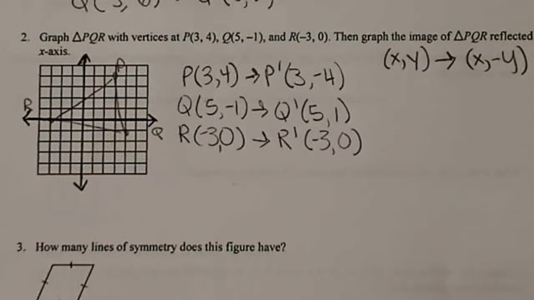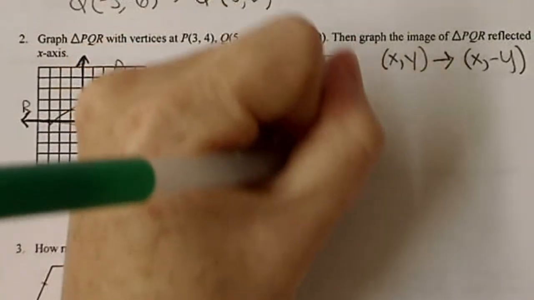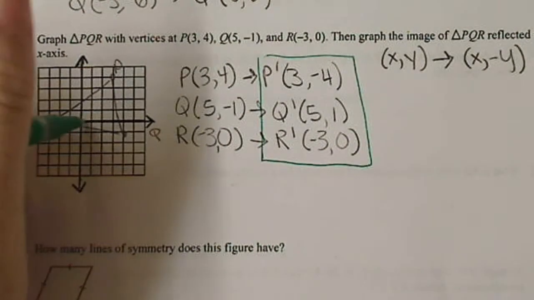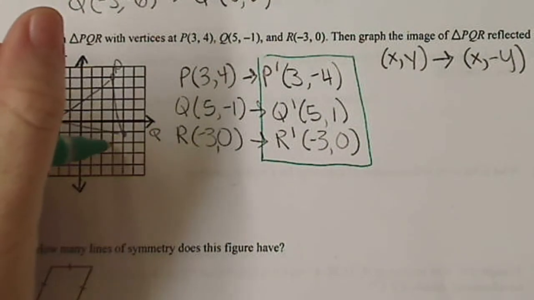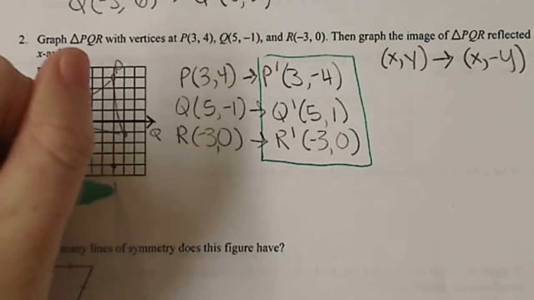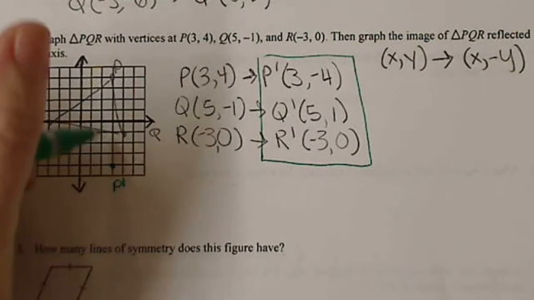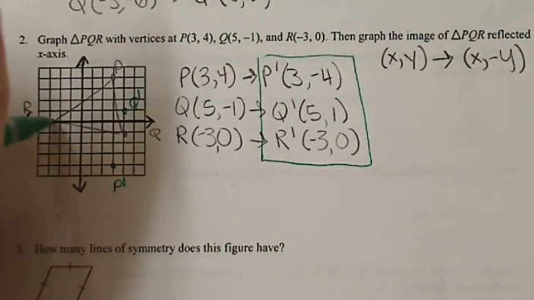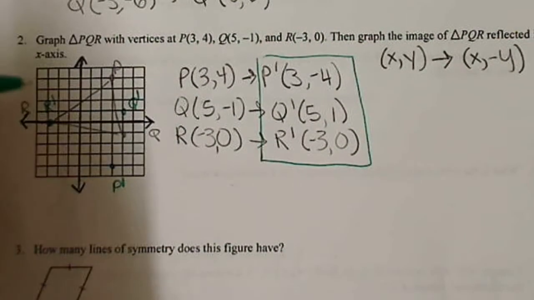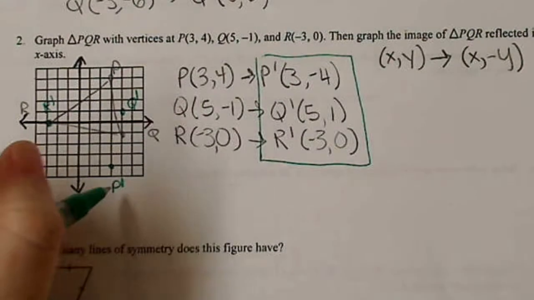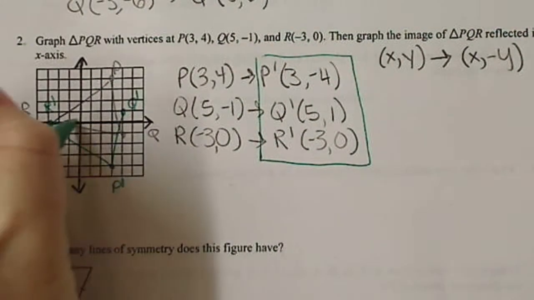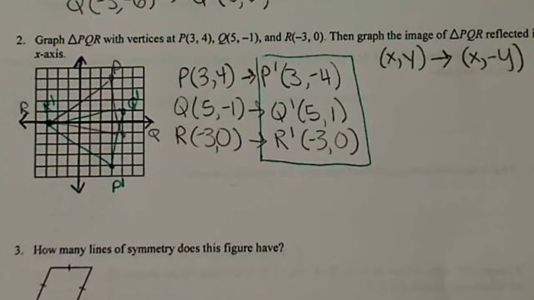But I do need to graph the image, so I'm going to plot these points right here, the reflection, in green. I'm going to go to 3, negative 4, and I'm going to go to 5, positive 1, and let's connect those, and you could see our triangle flipped directions.